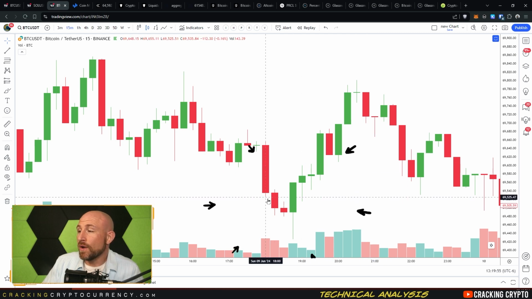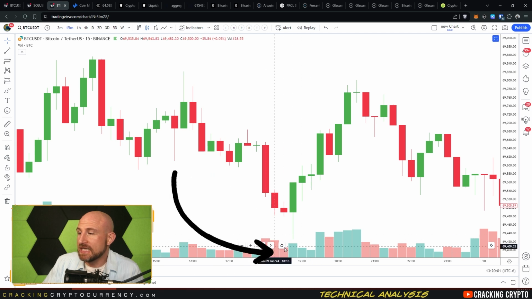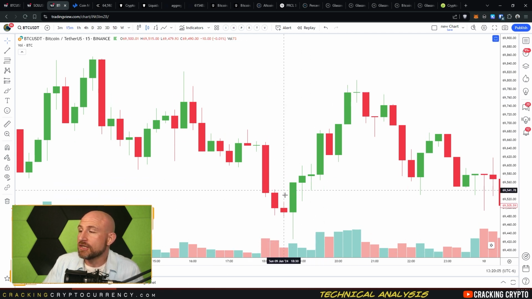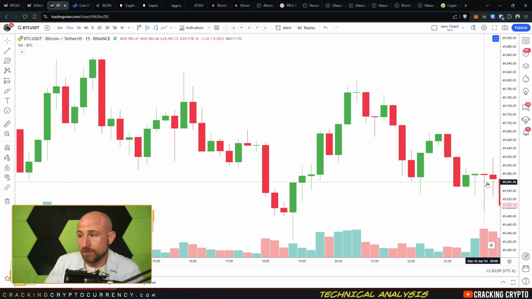Contrast that movement with this one, where we have an equally good-looking evening star pattern. However, notice the volume is significantly smaller. Therefore, although there is a movement away, it is certainly not as strong as the first move and actually doesn't have any follow-through after a few hours.